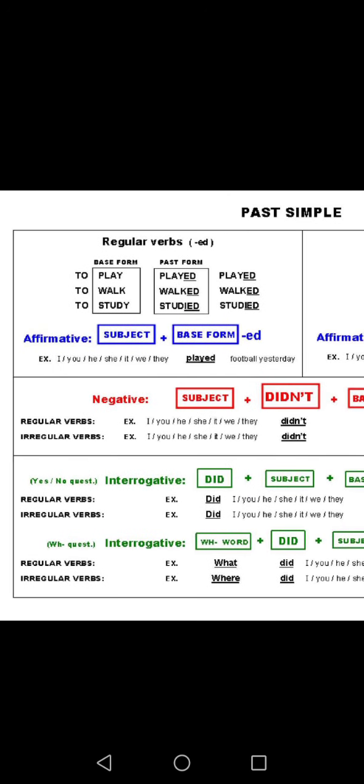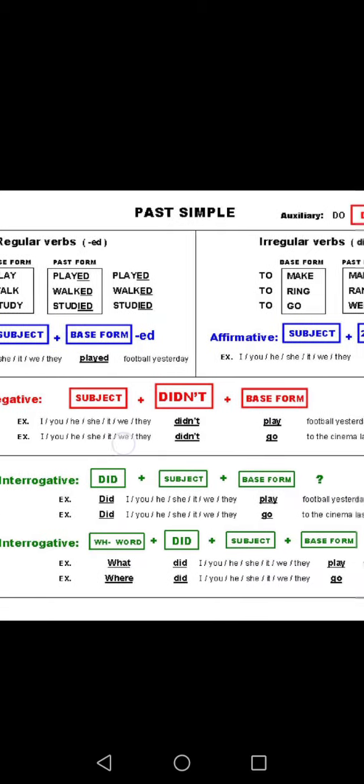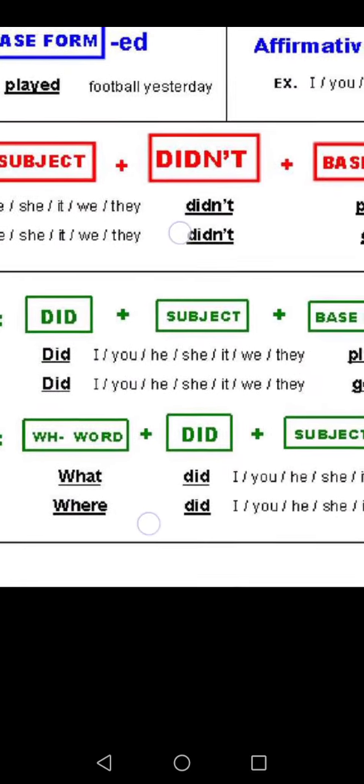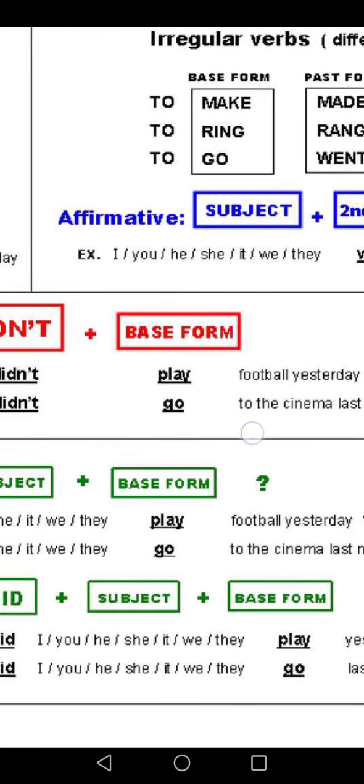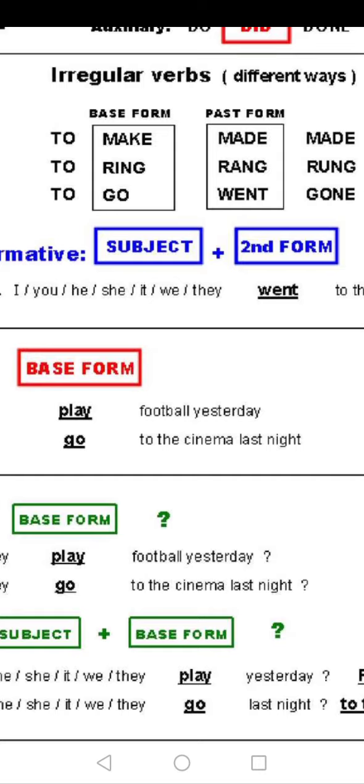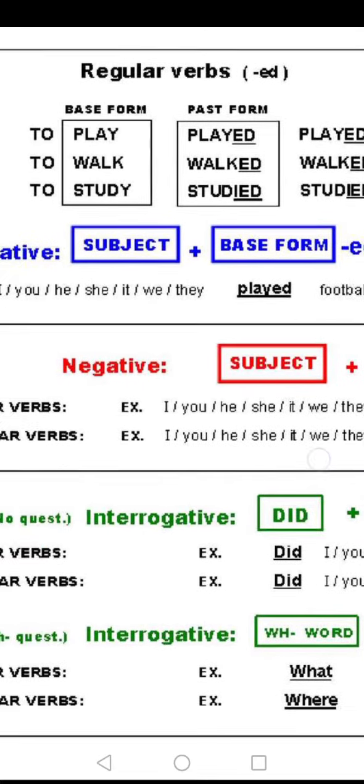After yes/no questions, we have WH questions. Interrogative. What are WH questions? They are those that use what, where, when, why, who, which, etc. After a WH word, we use the auxiliary in the past, did, plus the subject, plus the base form again, and we read.